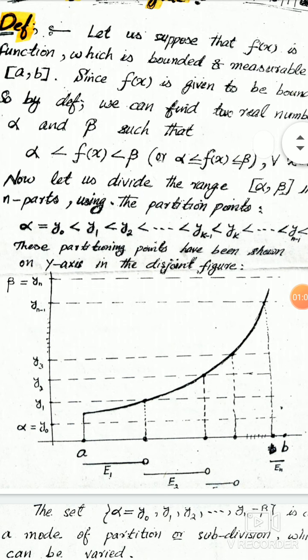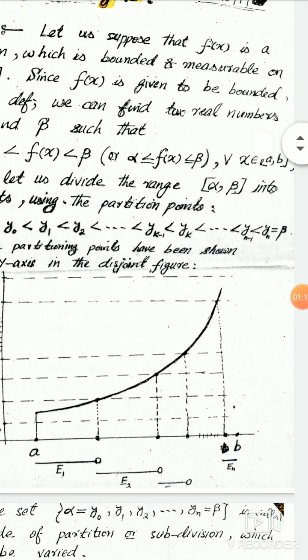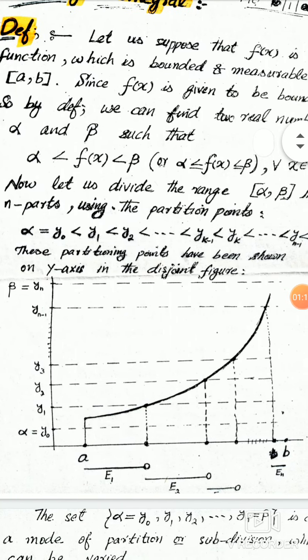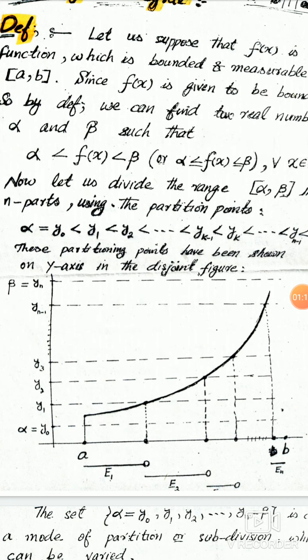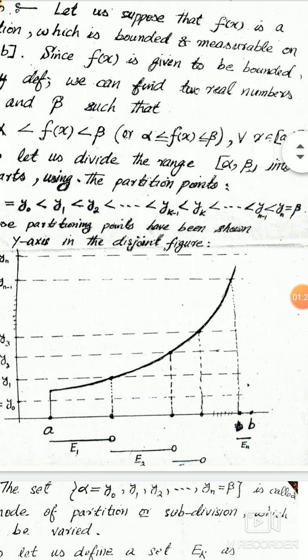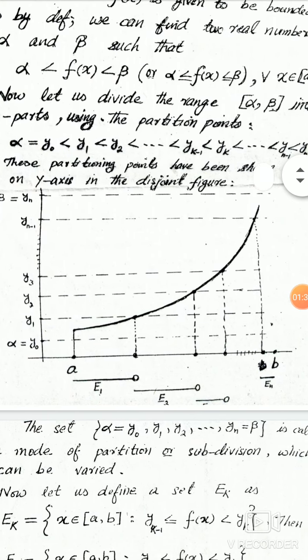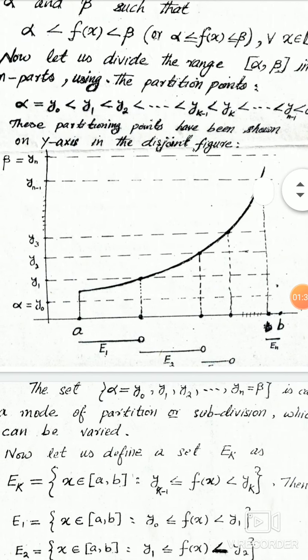Now let us divide the range [alpha, beta] into n parts using partitioning points. Range means the y-axis. The partitioning points of the y-axis, starting from alpha, are alpha equal to y0 less than y1 less than y2 less than ... less than y(k-1) less than yk less than ... less than y(n-1) less than yn equal to beta. These partitioning points have been shown on the y-axis.